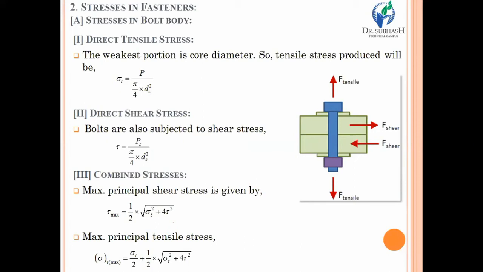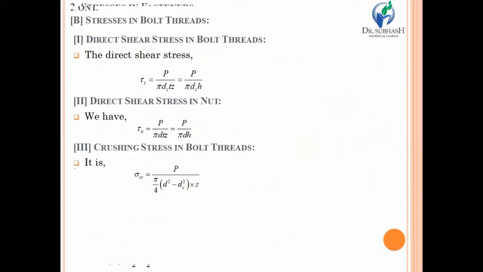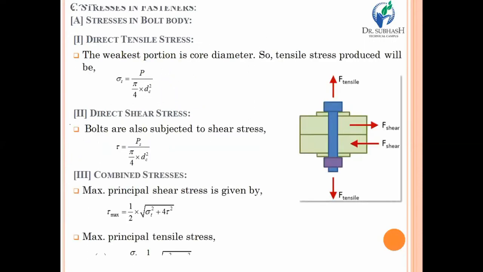Now, after the designing portion that we have discussed recently, topic number 2, and that is the various kinds of stresses that are produced in fastener. So basically, the entire nut and bolt assembly is divided in two parts. One is the stresses in bolt body, and other is stresses in particular bolt thread. So we should start with the stresses in bolt body first, and then we should discuss the types of stresses produced in bolt thread only.